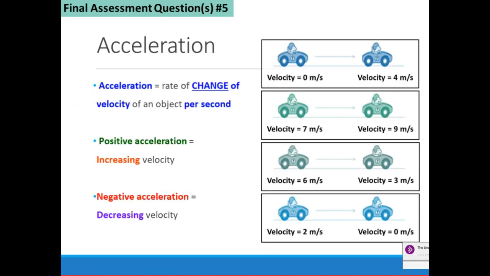Awesome, here we go. Question number 5 is talking about acceleration. Remember, acceleration is the rate of change in the velocity of an object per second. So if we have positive acceleration, that means velocity is changing in the positive direction, so we're increasing our velocity. On the other hand, negative acceleration would mean that we're decreasing our velocity, so we're stopping or slowing. Up here, we're getting faster or starting. Any change in velocity, that is acceleration.